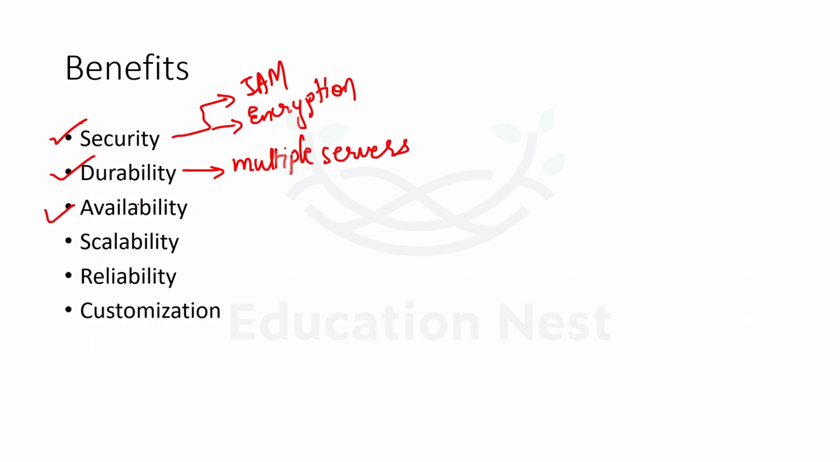Next is availability. SQS uses redundant infrastructure to provide highly concurrent access to messages and high availability for producing and consuming messages. So availability is maintained by redundant infrastructure.